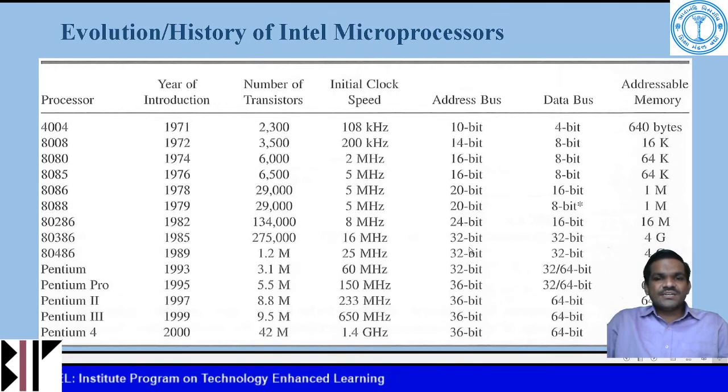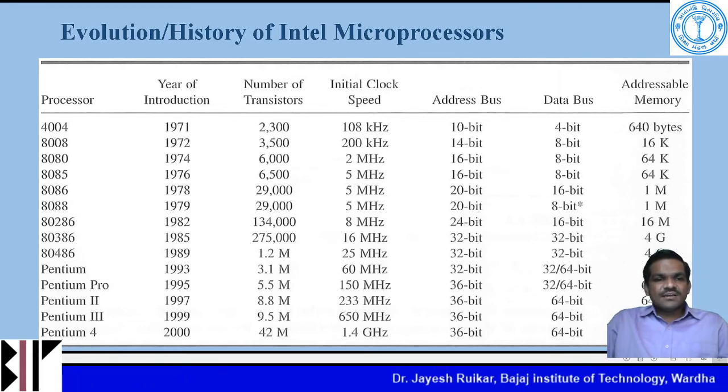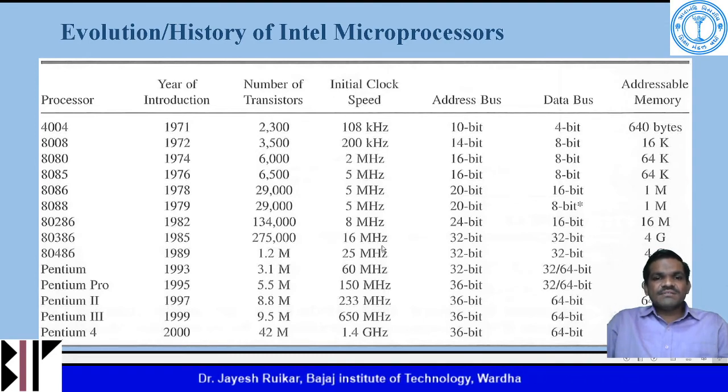Okay, so it is a 32-bit microprocessor. It uses 27,500 transistors in a single chip. You can say the clock speed is 16 megahertz.